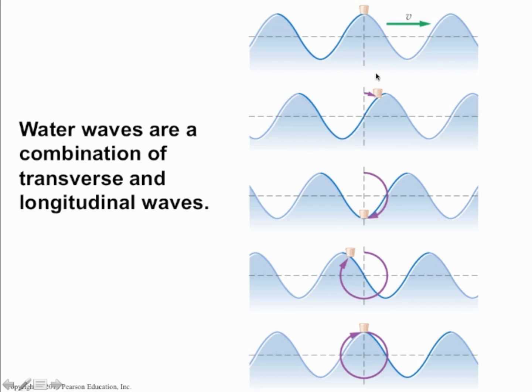Well, the transverse part is fairly obvious because we know that the water goes up and down like a transverse wave. So there is vertical oscillation. But there is also horizontal oscillation. And so let's say that this cork is floating up here at the top. Well, as the wave goes from left to right, the cork is going to follow the water a little bit, and it's actually going to go around in a circular pattern. And so since circles involve motion that's both vertical and horizontal, water waves combine the two types of waves that we've learned.